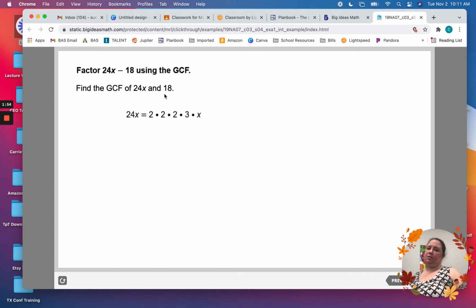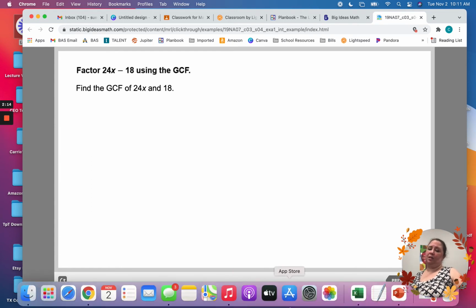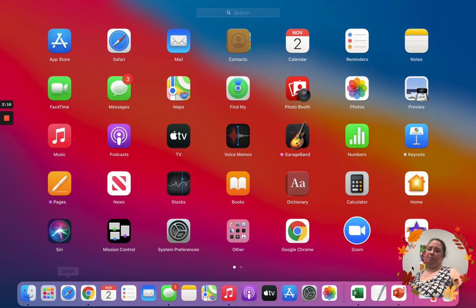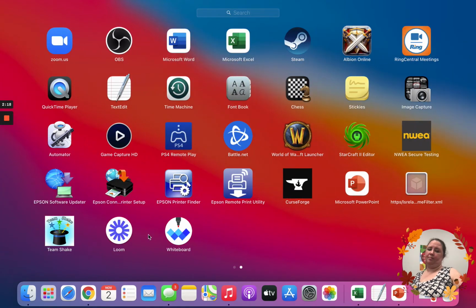Okay? So, you guys remember how to make the factor tree? Okay, I don't want you to shout out the answer. I want to see how your brain does this. Because you need to be able to do this. I want to see the factor tree. Let me pull up my whiteboard.